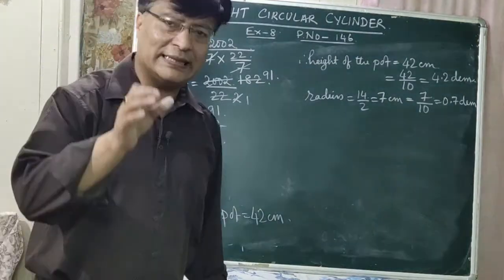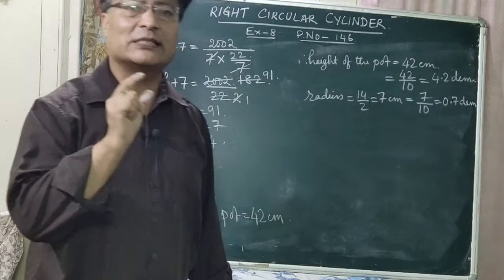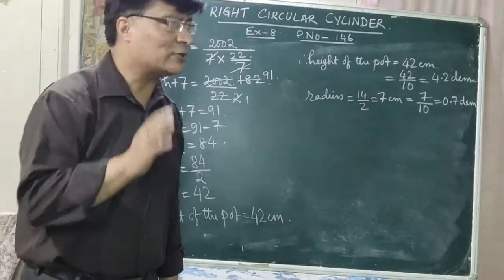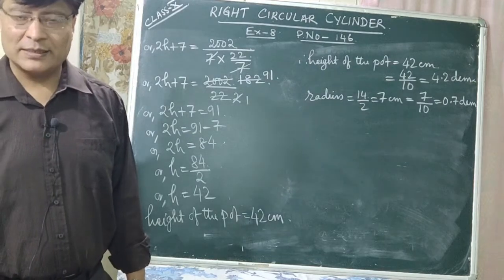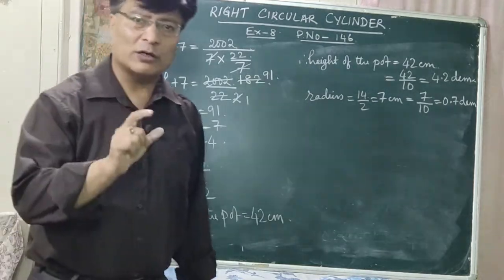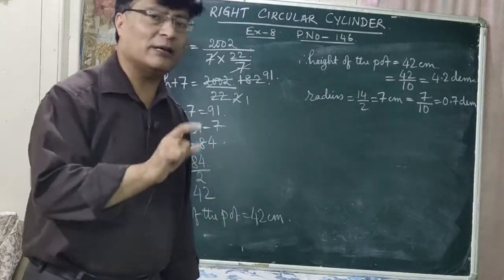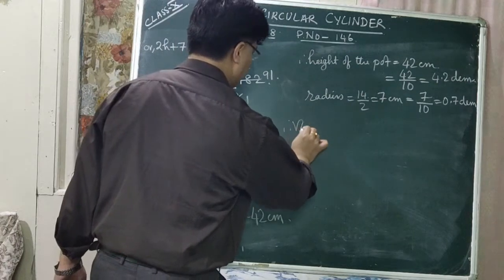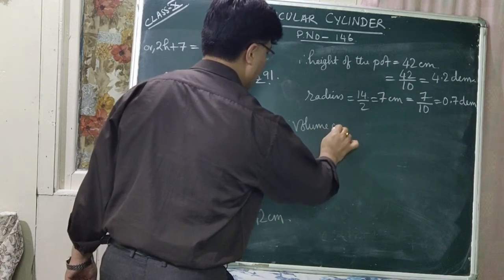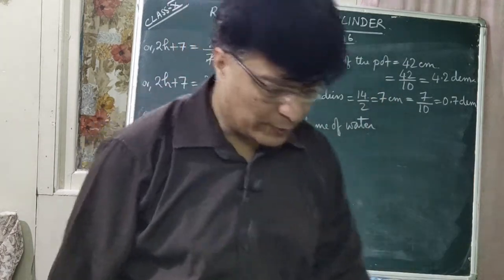Now let us find out the volume of water in the pot. That pot is now filled with water, and that water will take the shape of that right circular pot. That means volume of water will be pi r square h. Volume of water is the same as volume of the pot. Therefore, volume of water, this is to be found out, isn't it?